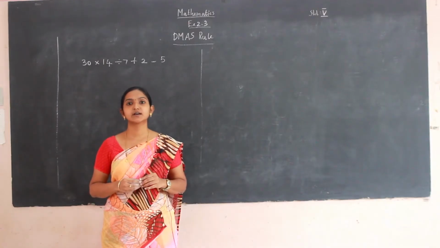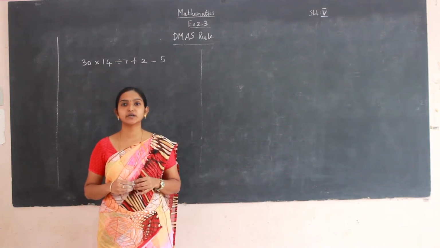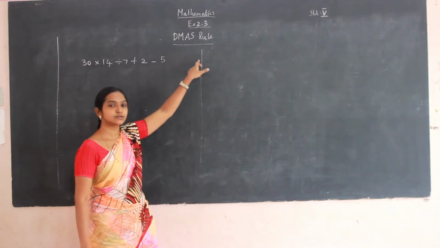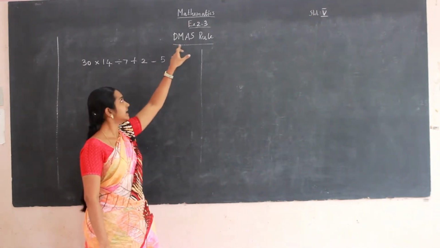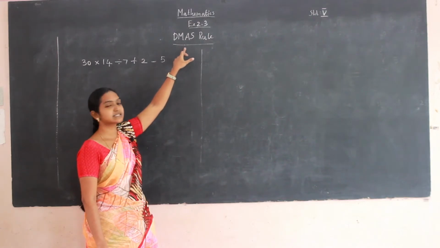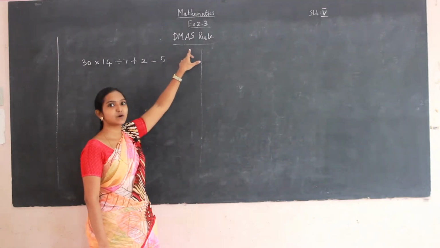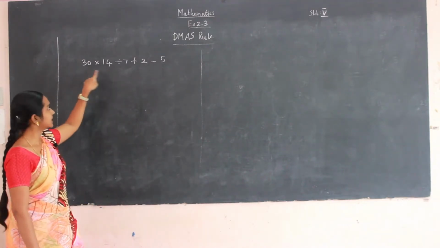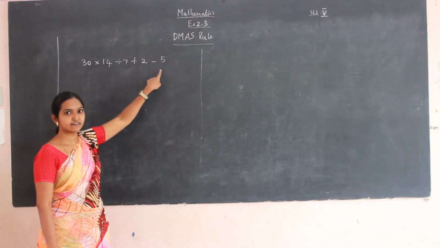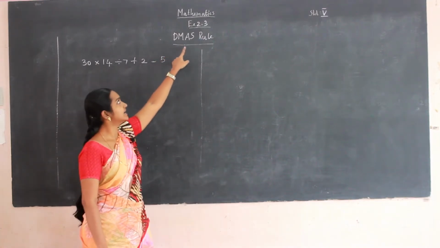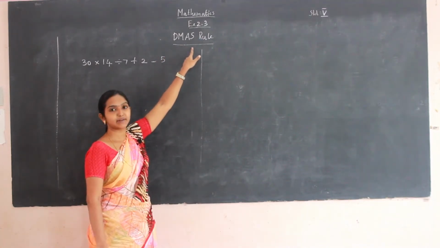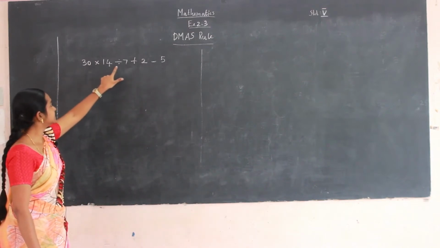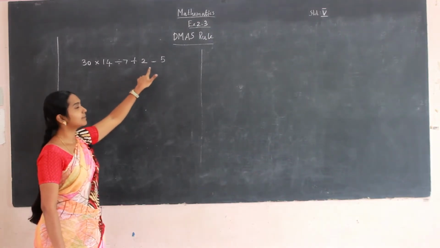Good morning students. Today we are going to learn about a new topic, 4 operations together, that is DMAS rule. D stands for division, M stands for multiplication, A stands for addition and S stands for subtraction. If all the 4 signs are given in a single line, we have to do division first, next multiplication, next addition and then subtraction. See here, 30 into 14 divided by 7 plus 2 minus 5.